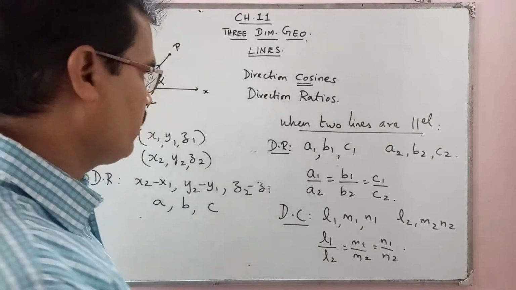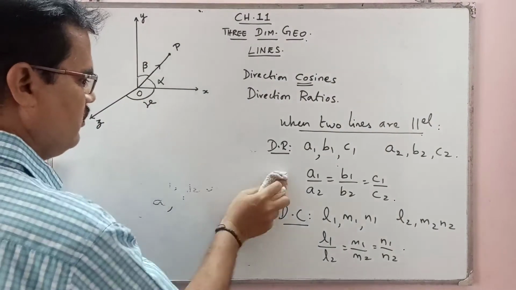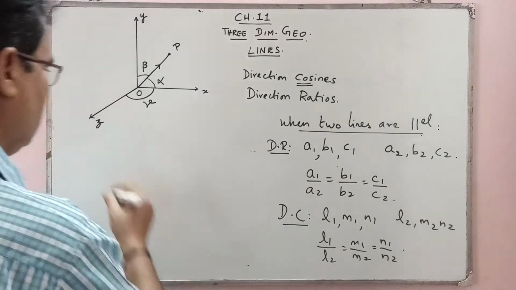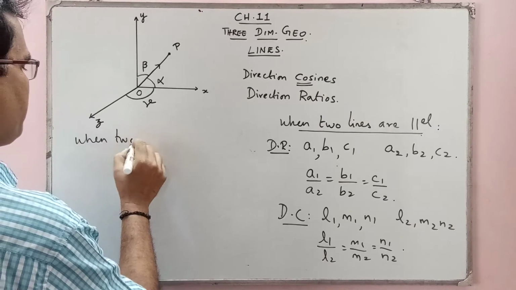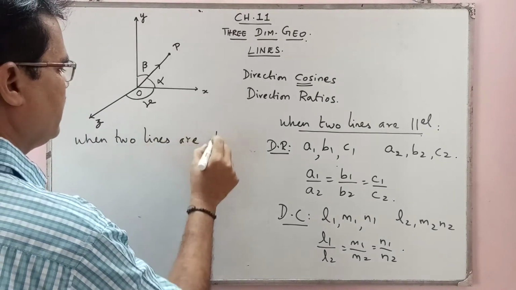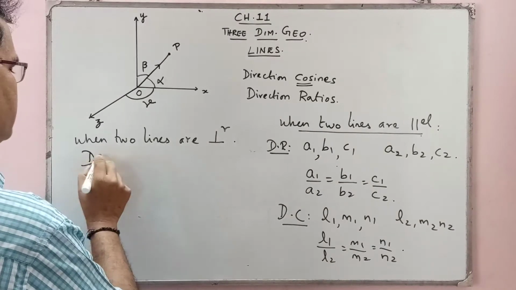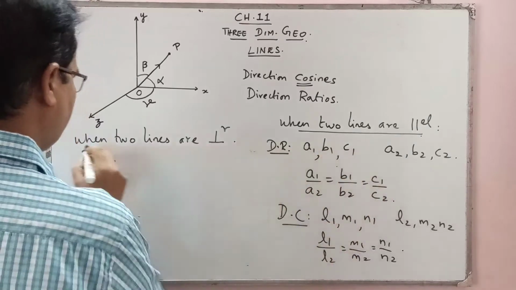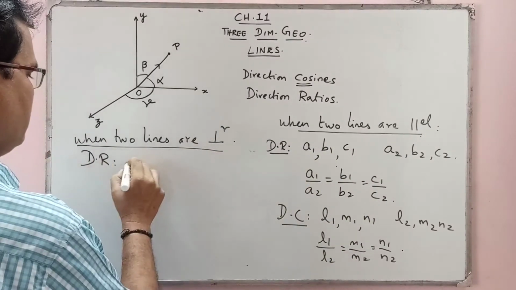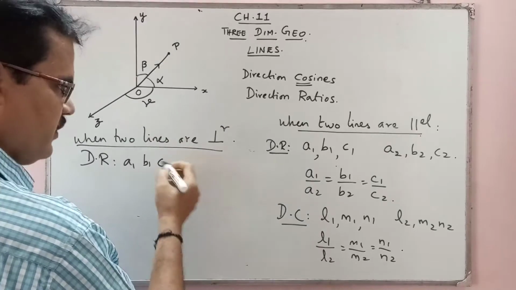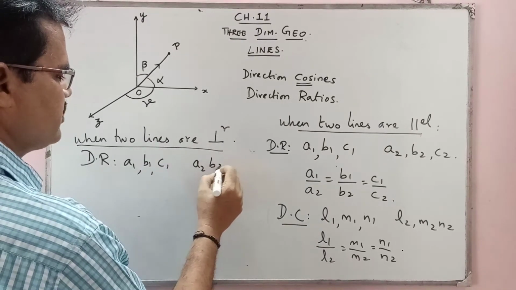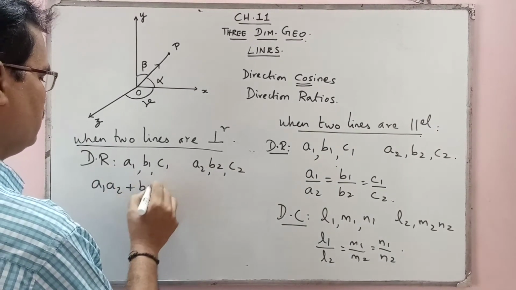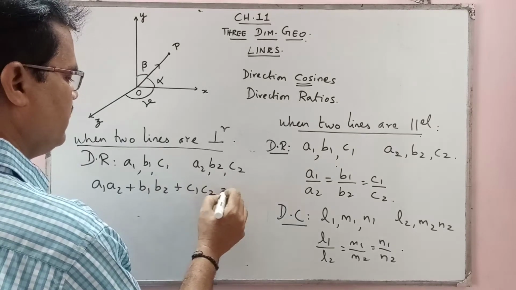Now we are going to see when two lines are perpendicular, what is the relationship between their direction ratios. When lines are perpendicular, the direction ratios for the first line are A1, B1, C1, and for the second line, A2, B2, C2. Then A1 into A2 plus B1 into B2 plus C1 into C2 will be equal to 0.